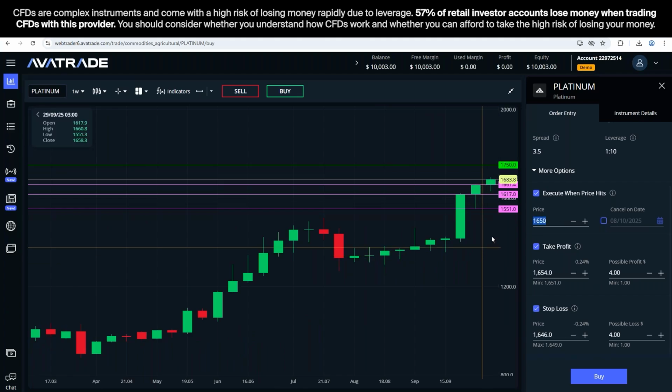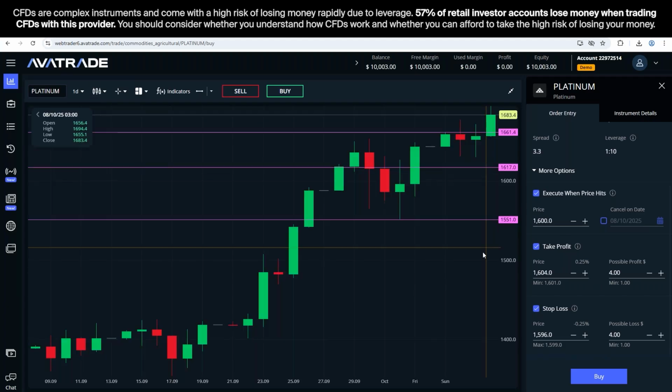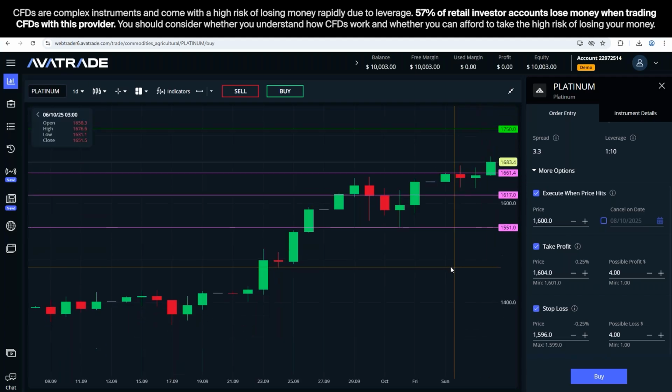Let me go 1550. Let's go 16 flat. I'm quite happy with that. And just another quick check. You guys see how I always change the time frame. I never analyze one time frame.